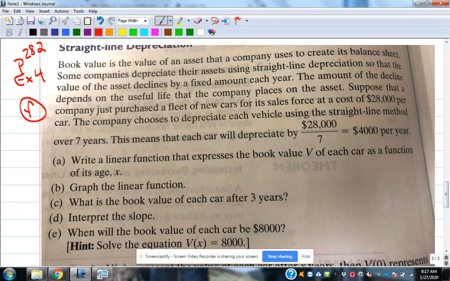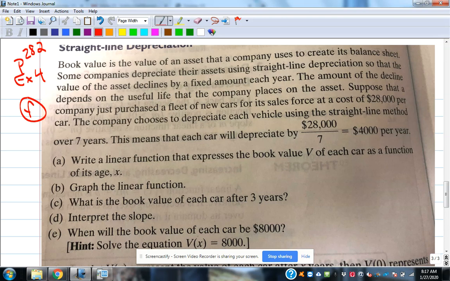It makes it easy to know when it's time to replace that particular asset. Think about it in terms of cars, like we're dealing with here. A company has purchased a fleet of new cars for its sales force, and it costs $28,000 per car. The company chooses to depreciate the vehicles using the straight line method over 7 years. This means that each car will depreciate at $28,000 divided by 7, $4,000 per year. So that's where they're coming up with that $4,000.